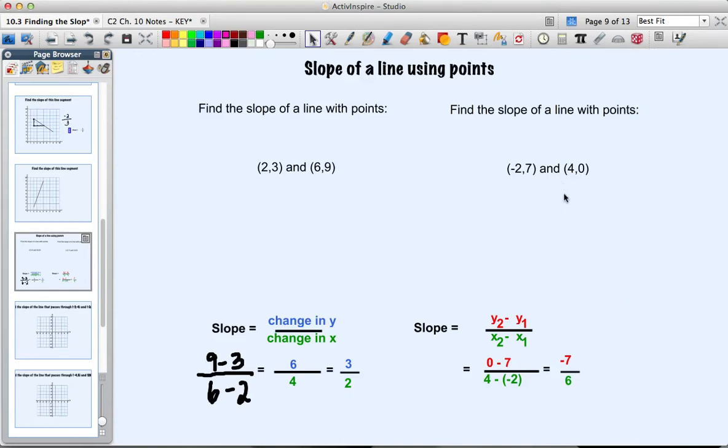Right, in this case, we have our negative slope, so we have 0 minus 7 over 4 minus -2. And in this case, we get a -7/6. Again, we don't change it to a mixed number because that doesn't give us a slope, it just gives us a mixed number.